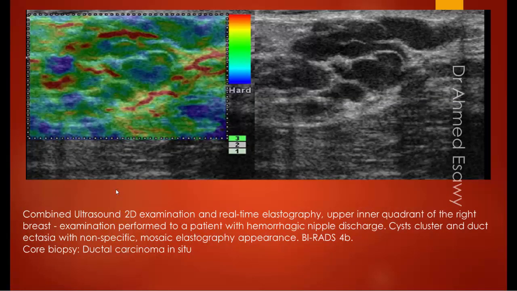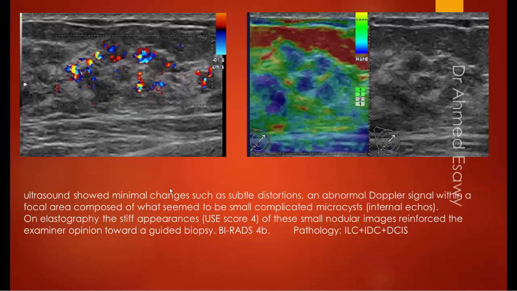Combined, we found this case in upper inner quadrant of the right breast, patient presenting with hemorrhagic nipple discharge. Study ultrasound shows cluster of cyst, ductal ectasia, non-specific mosaic elastography, classified as BI-RADS 4B, biopsy confirmed ductal carcinoma in situ, one of the differential diagnoses of fibrocystic change.